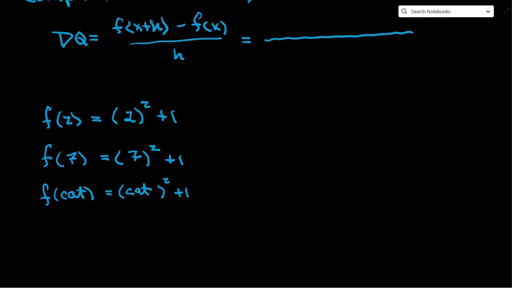The first thing I'm going to do is the easy part. In the denominator, we just have h. It's easy to forget the division by h when you get focused on everything that's going on in the numerator. Now, in the numerator, we're first going to take our function, which is x squared plus 1, and for x, we're going to substitute in x plus h.